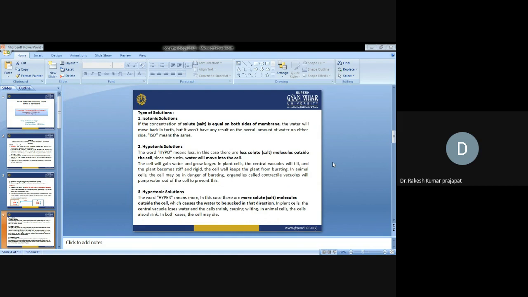Hypertonic solution: the word hyper means more. In this case, there are more solute molecules outside the cell, which causes water to move out of the cell. In a plant cell, the central vacuole loses water and the cell shrinks, causing wilting. In animal cells, the cell also shrinks. In both cases, the cell may die.